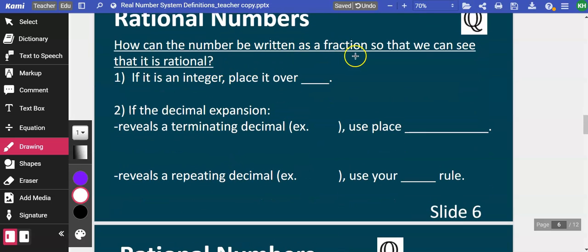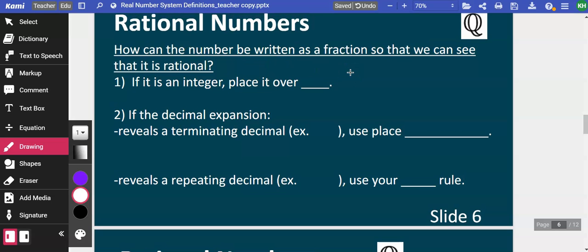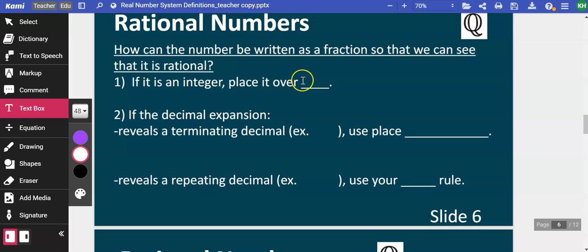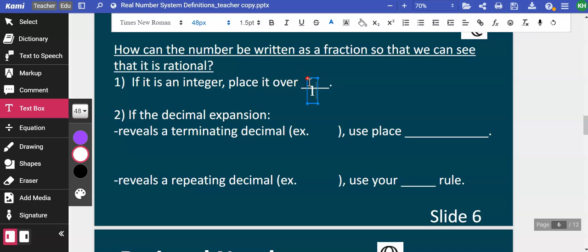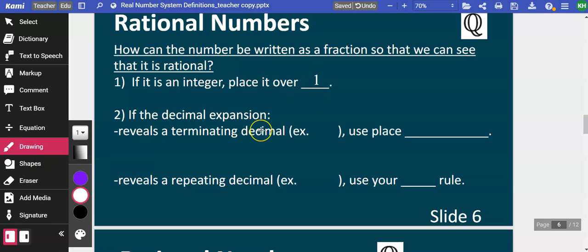How can the number be written as a fraction so that we can see that it is rational? Okay, so first we're going to talk about how can we change a number into fractional form. So first of all, let's say that you had an integer. If you had an integer and you wanted to change this into fractional form, you would put the integer over 1. So let me give you an example. Let's say that you had the integer 5. If you wanted to write 5 as a fraction, you would just put 5 over 1. Or let's say that you wanted to write -2 as a fraction, you would just put -2 over 1.